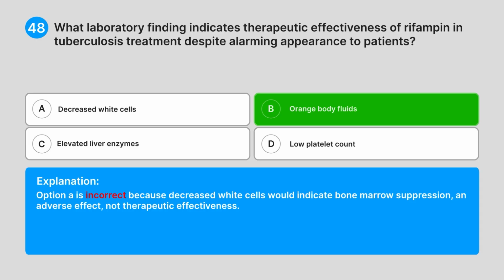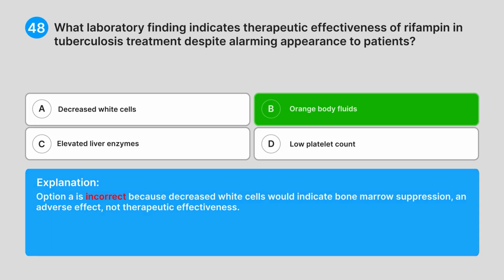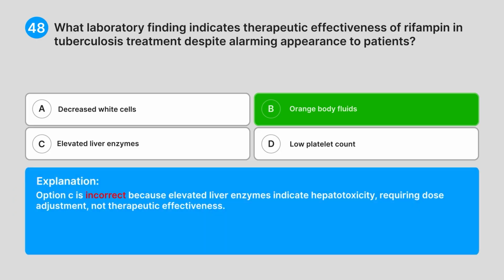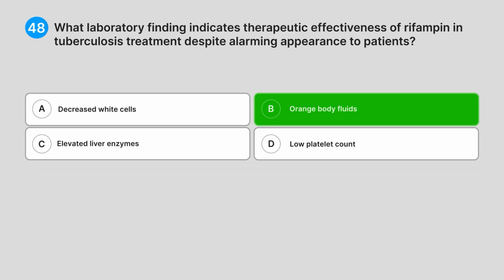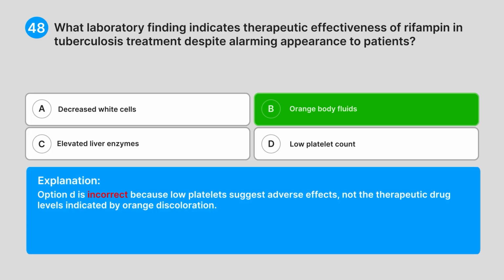Option A is incorrect because decreased white cells would indicate bone marrow suppression, an adverse effect, not therapeutic effectiveness. Option C is incorrect because elevated liver enzymes indicate hepatotoxicity, requiring dose adjustment, not therapeutic effectiveness. Option D is incorrect because low platelets suggest adverse effects, not the therapeutic drug levels indicated by orange discoloration.